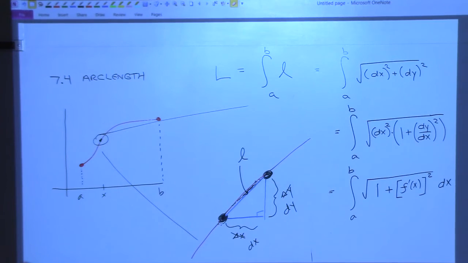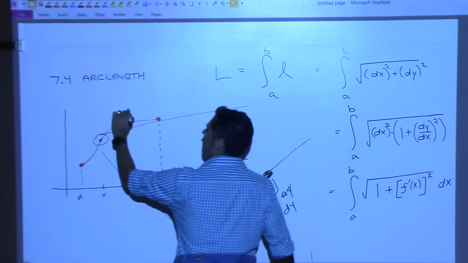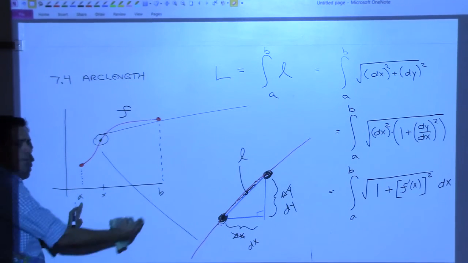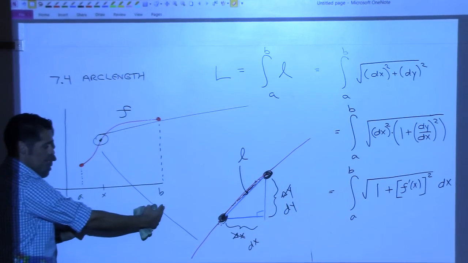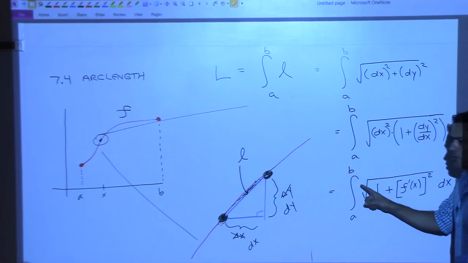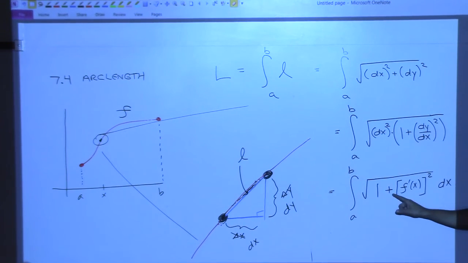And that's our formula. If you give me a function f, some curve f, and you want to know how long it is from here to here, then I need to be able to compute the integral of the square root of 1 plus the derivative of the function squared. If I can do that, I'm in business.